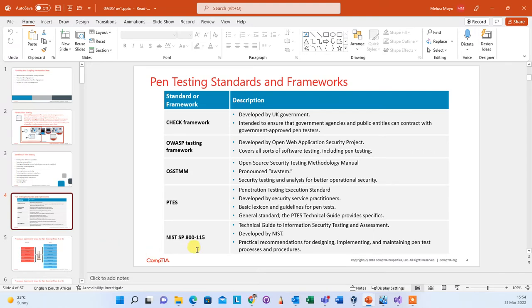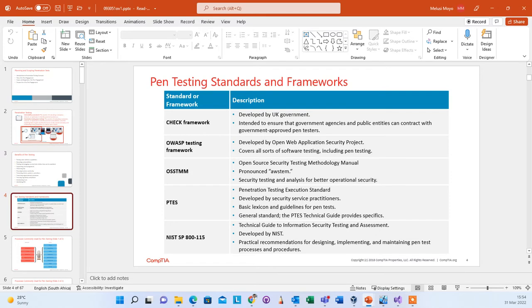And then we have NIST, developed by the US National Institute of Standards and Technology. This is more of a technical guide to information security testing and assessment. It provides practical recommendations for designing, implementing, and maintaining pen test processes and procedures. So that's what the NIST part does. These are frameworks that you can follow. As they always say, instead of inventing your own wheel, why can't you just use something that already exists? So you can use any of these frameworks and conduct a test depending on your approach, on the systems that you are testing, and again, on the client's requirements.